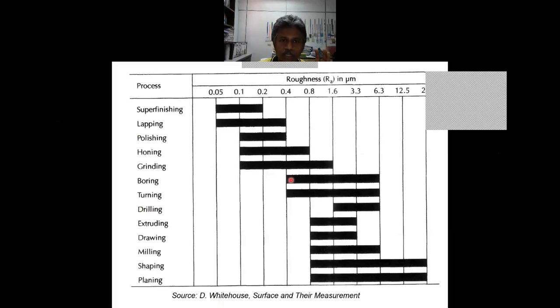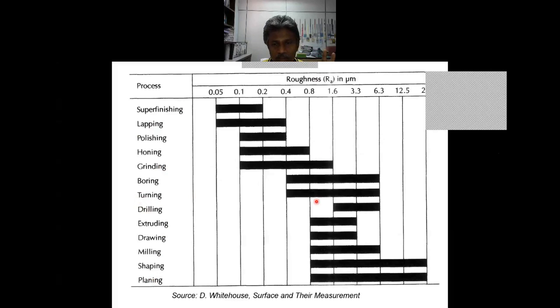Okay, now let's take a look at this. It is a very important chart, and it gives you an idea of what roughness value, what's the unit for the roughness, how big is the roughness value, and then how is it related to the manufacturing process. So this is a list of manufacturing processes going from super finishing, lapping, polishing, all the way down to milling, shaping, planing. Okay, most of you might be familiar with turning, grinding, maybe.